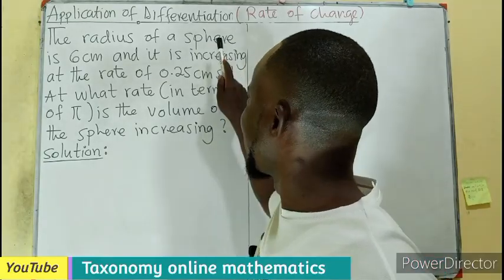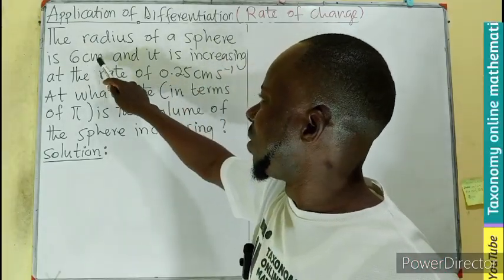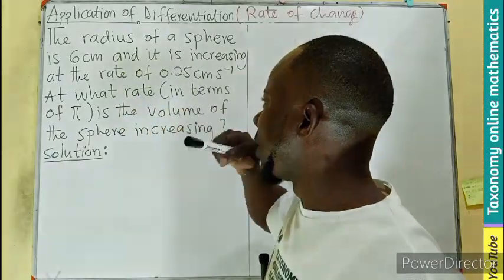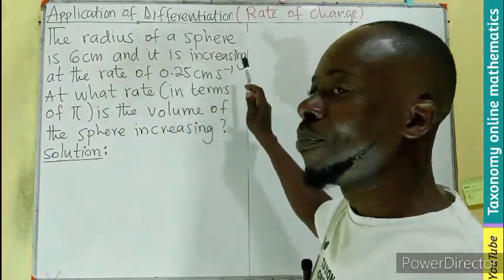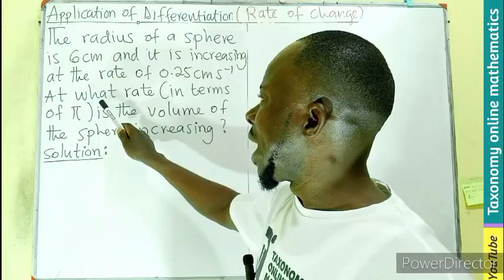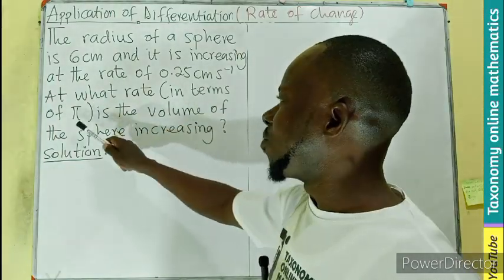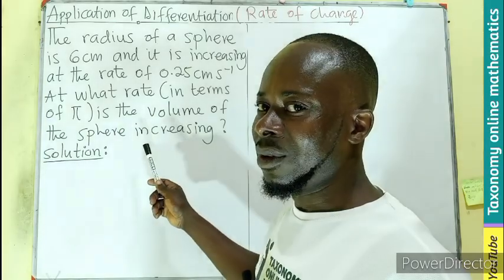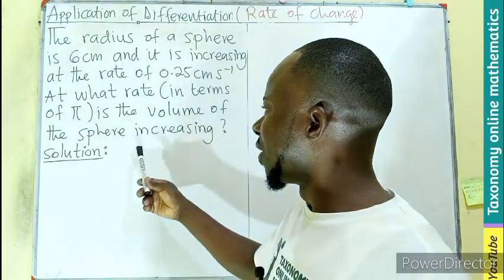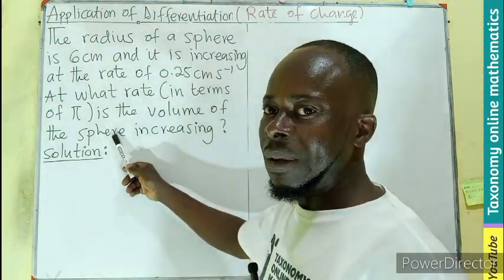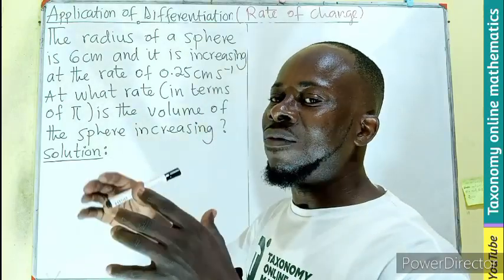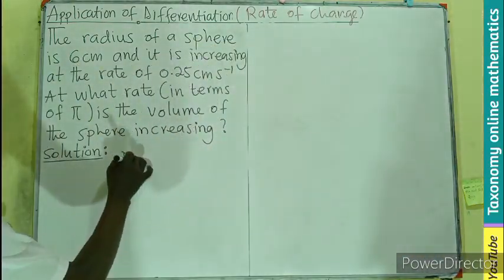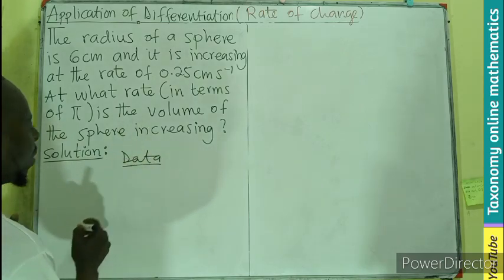The radius of a sphere is 6 centimeters and it is increasing at the rate of 0.25 centimeters per second. So at what rate, in terms of pi, is the volume of the sphere increasing? The quantity mentioned here is the volume of a sphere, so we need to know the formula for the volume of a sphere. But before then, let's bring out the data from the question.